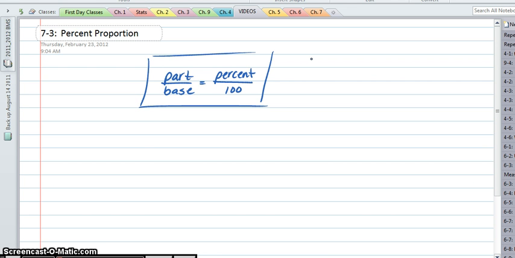Okay, so how can we use this to solve different kinds of problems? Well, let's just take a look at a few basic examples and then we'll look at real life situations. So first, let's say I asked you, 20 is what percent of 100? The key here is identifying what you have and what you need to find. So you definitely need to use keywords. Let's take a look at what we have.